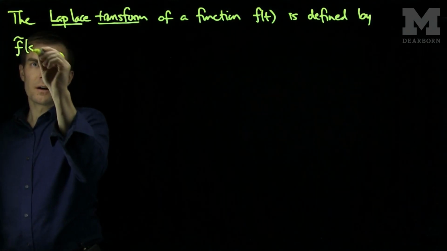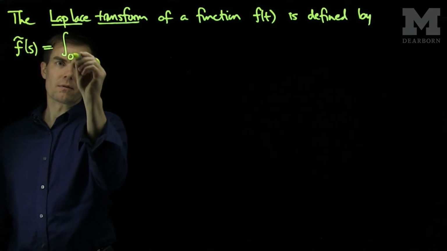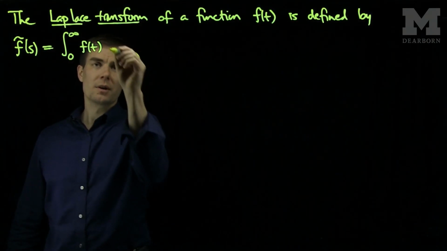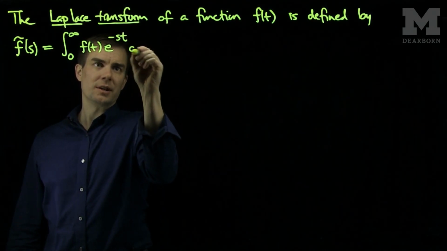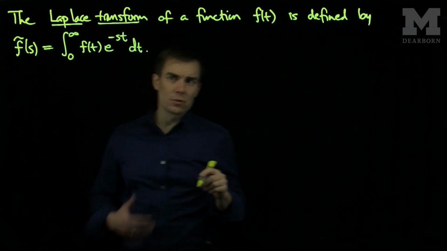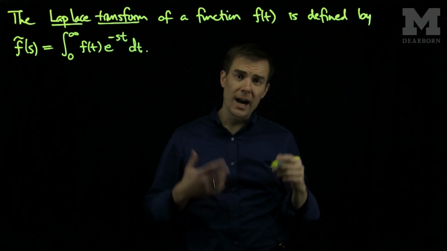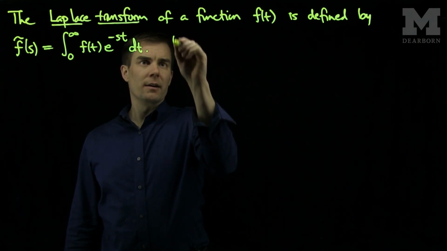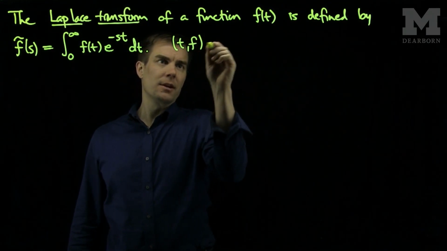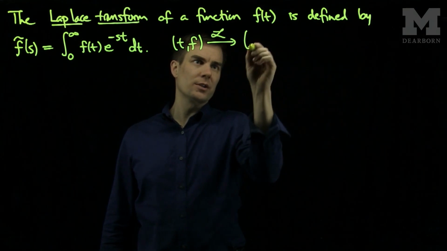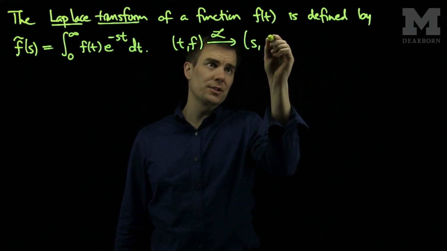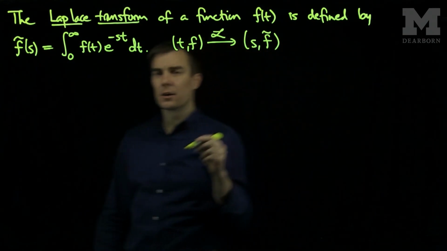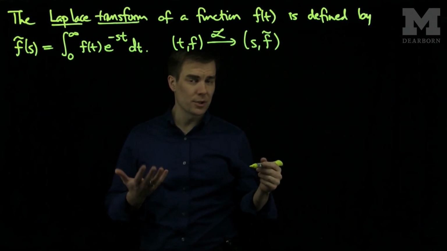F tilde of s is the integral from 0 to infinity of my function f of t, which is given to us, e to the negative st dt. Notice that when I take the Laplace transform of a function, I not only change the function, I change the independent variable as well. So my function f of t is transformed by this Laplace transform to a function of a new variable s and a new function f tilde. So let's see several examples of how we can compute the Laplace transforms of functions.